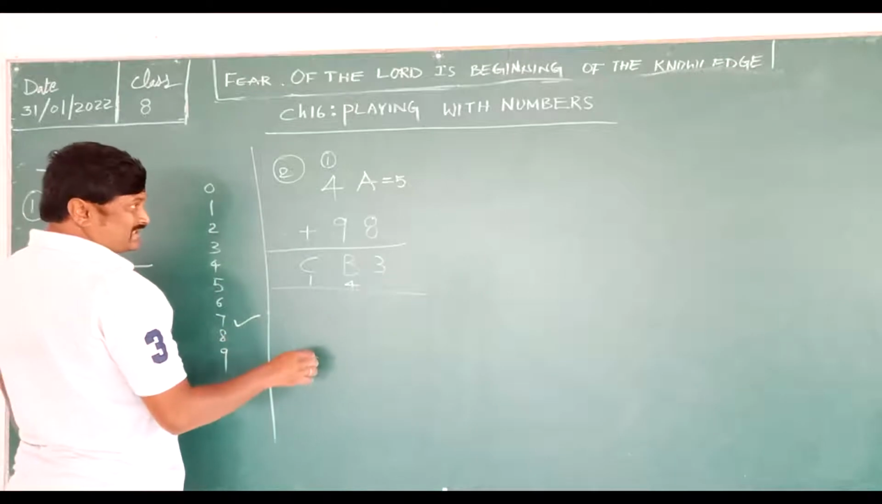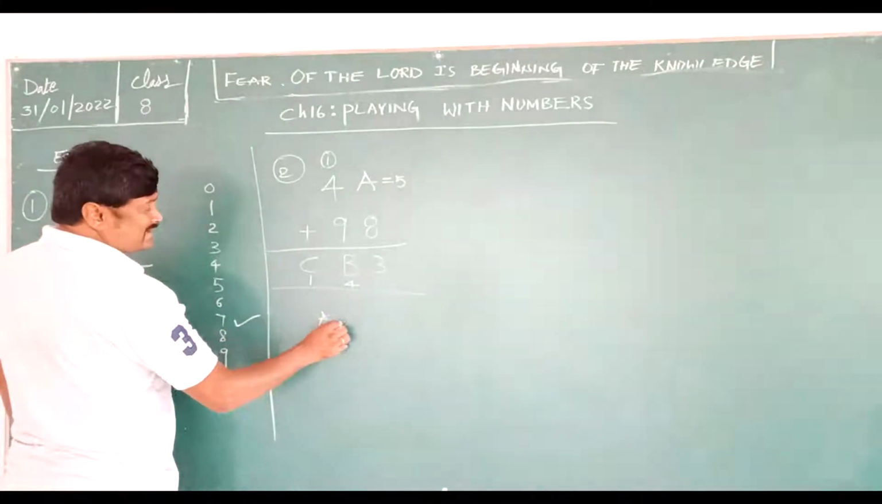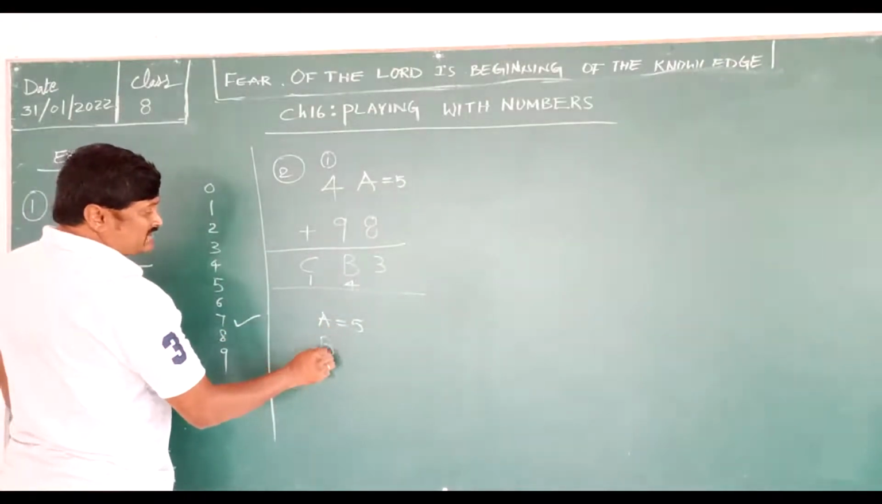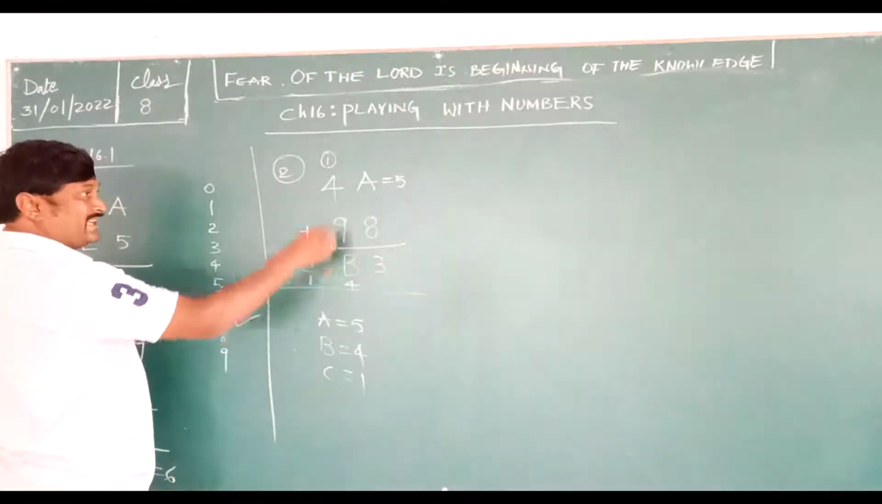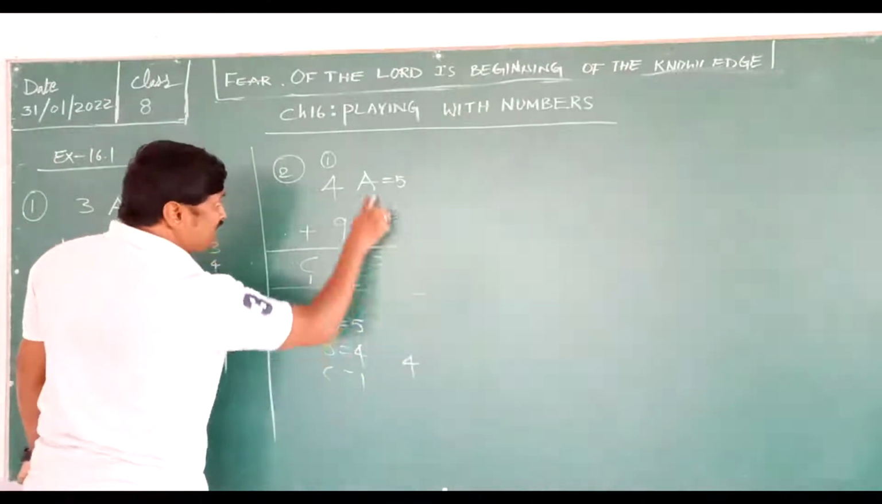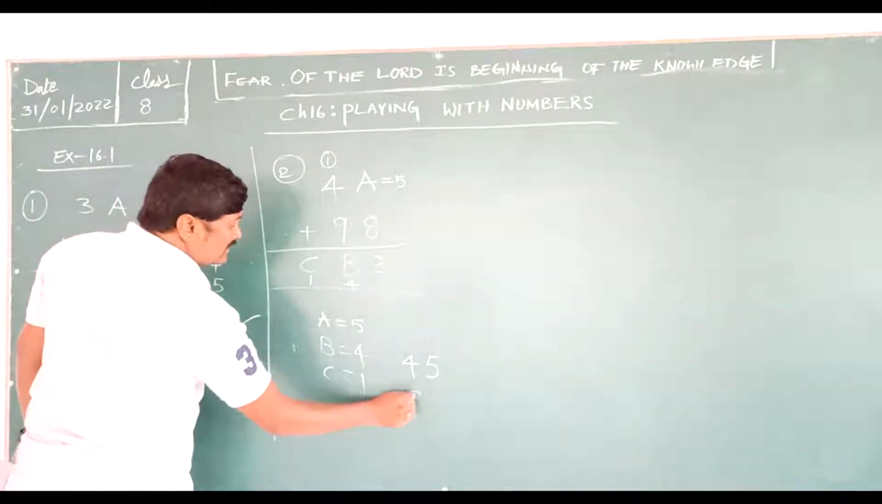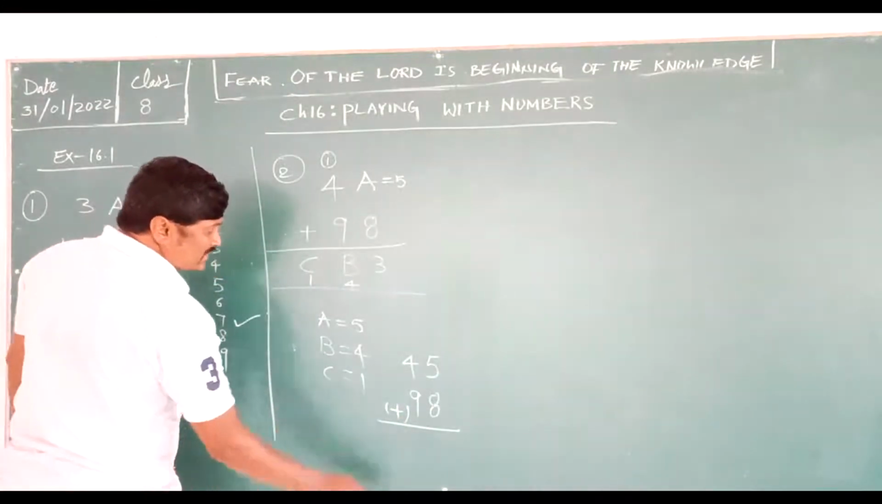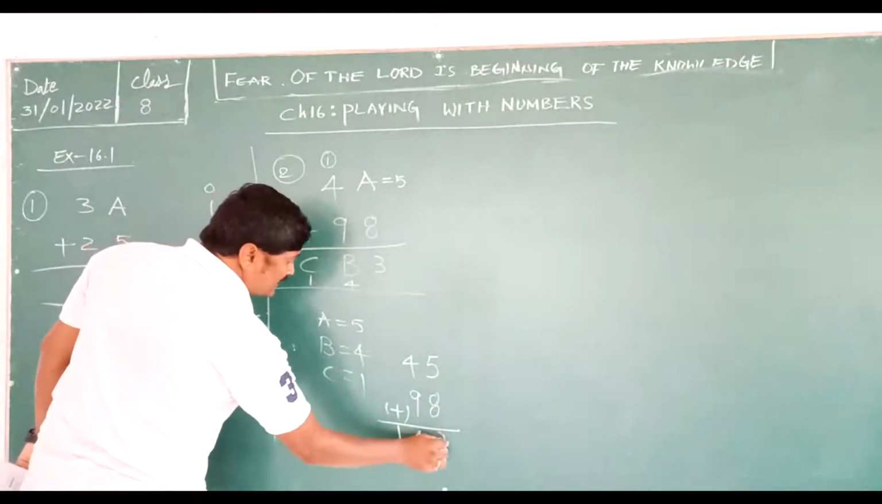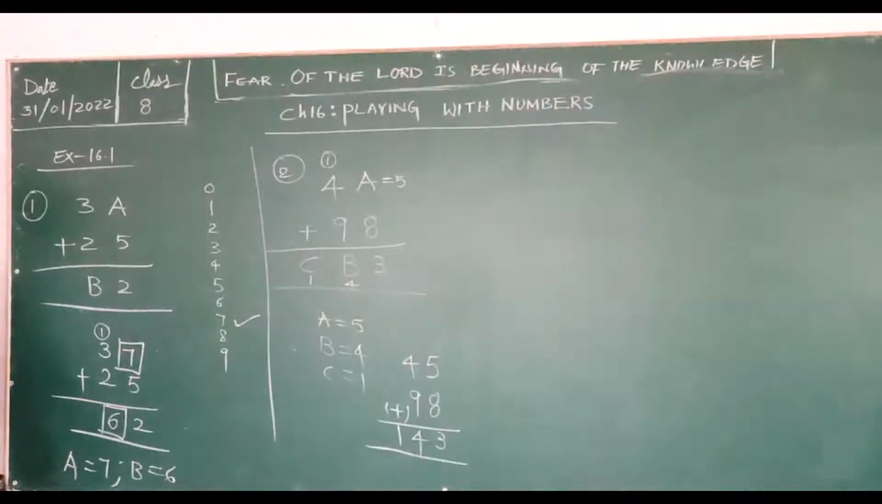So now my answer is here. A is equal to 5, B is equal to 4 and C is equal to 1. Once again you need to write this: 4, A plus substitute 5, 9, 8 plus symbol. When you add this you are getting 1, 4, 3. That is the second question.